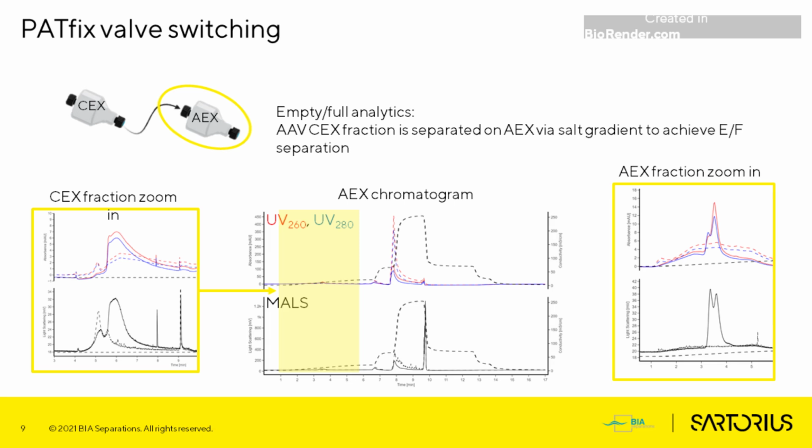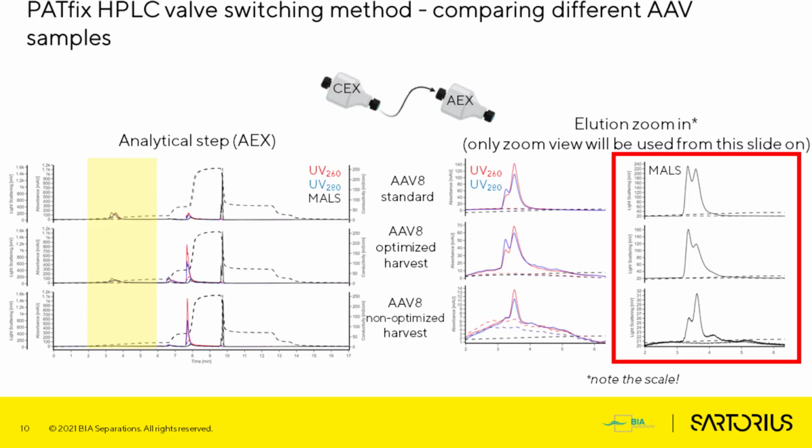The anion exchange fraction zoomed in, you can see on the right part of the screen, with the first peak being the empty and the second one being the full particle. For the purpose of analytics, we use UV 260 and 280, as well as a multi-angle light scattering detector, which in this case we do not use to do additional analytics, but we use it as a detector of the particles. So on the right side of this slide, in the red rectangle, you see a comparison of the signals coming from three different samples.